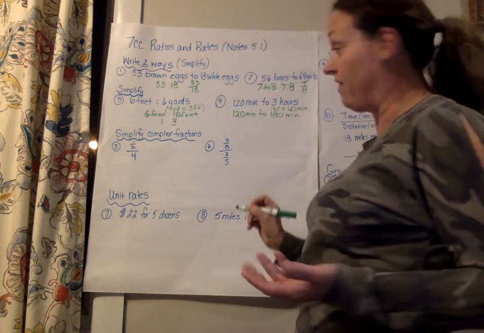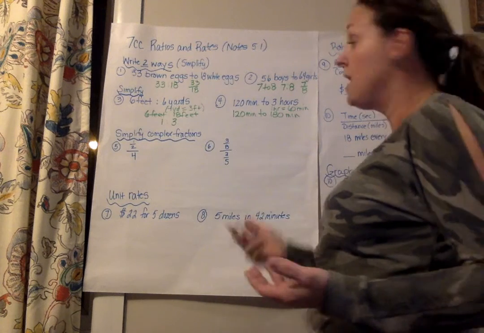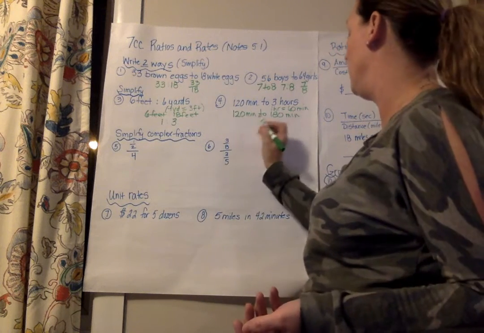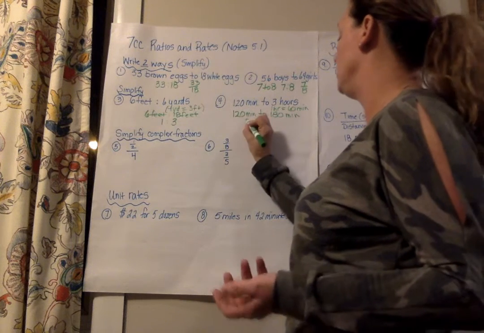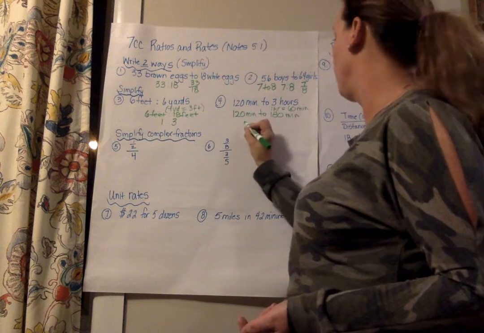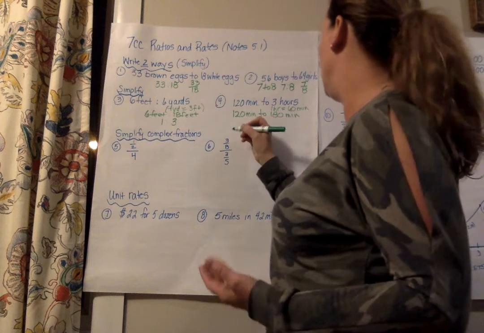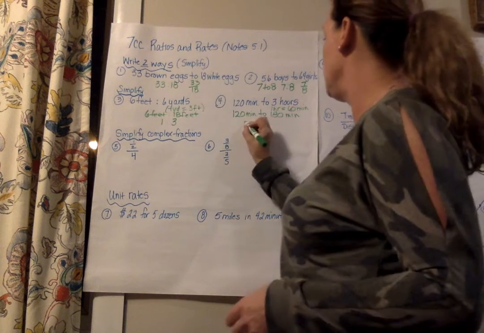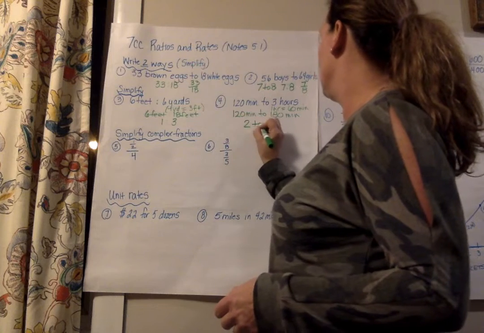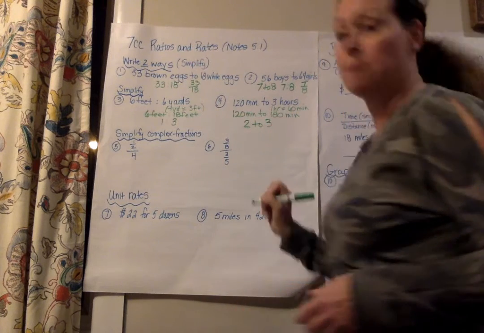I simplify that, I eliminate the units, and I write them with the word "to". So I'm going to divide both by 60. That gets me 2 to 3.